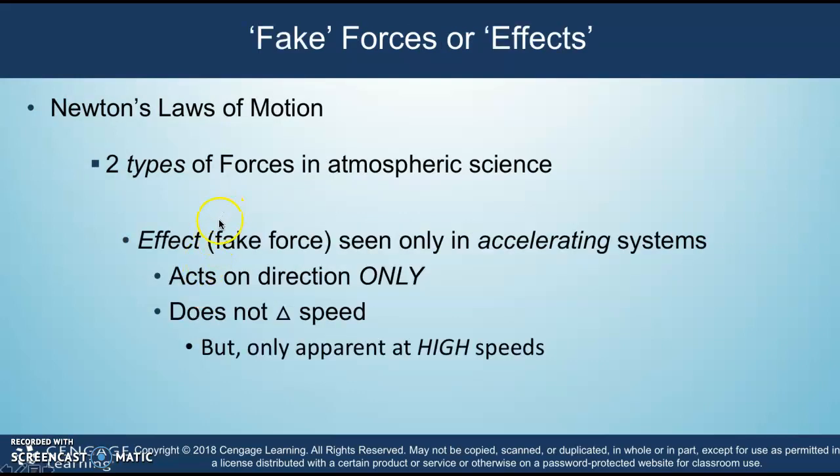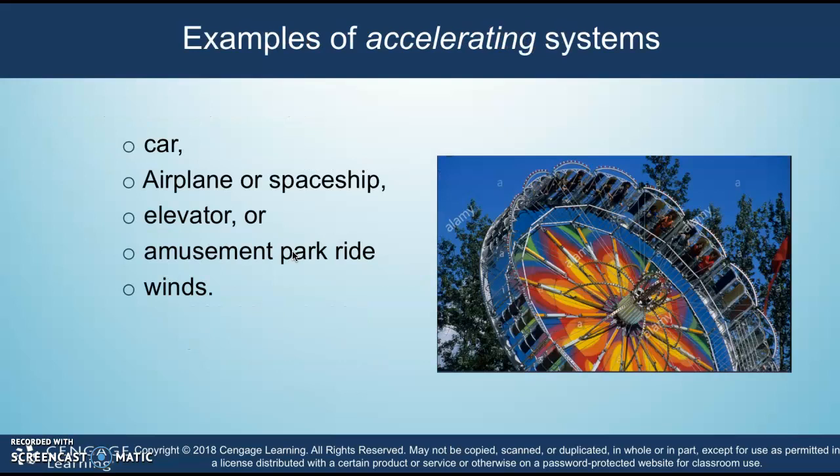Then there is another type of force that affects that leaf in Forrest Gump, and that is a fake force that's seen only in accelerating systems. It acts on the leaf's direction only. It does not act on speed. So it is not acting on the entire vector. That's why it's called a fake force, because true forces act on the entire vector of direction and speed, and these fake forces do not.